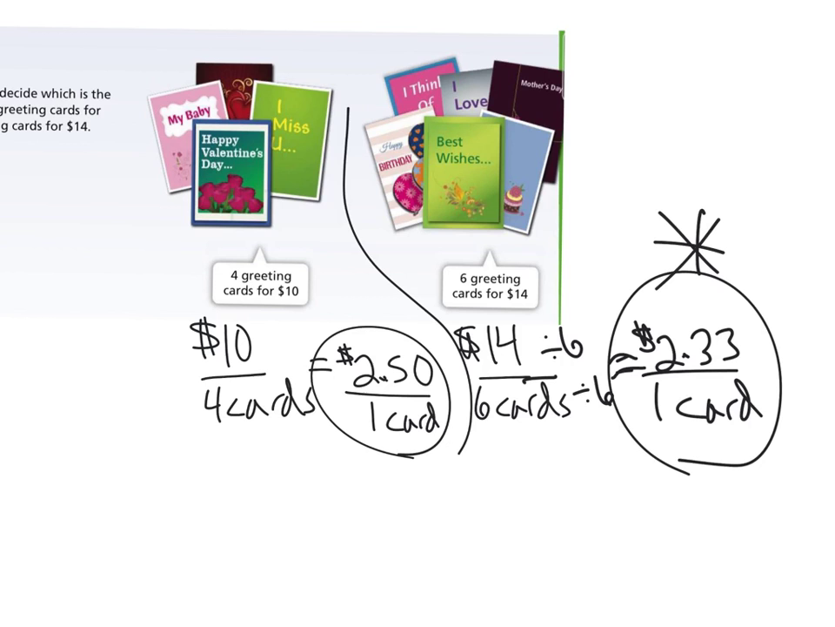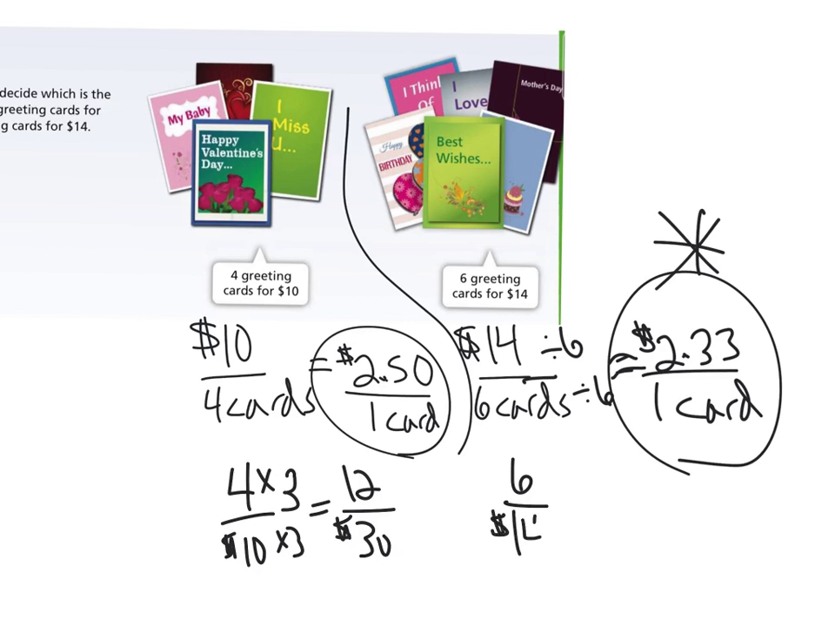The other option would be we could figure out how much 12 cards costs, because 4 and 6 both go into 12 evenly. So that would be 12 cards for $30. The second option would be $28 for 12 cards. So, you know, we're getting the same amount of cards, $2 less for the 12 cards. So we know that second group would be cheaper that way also.